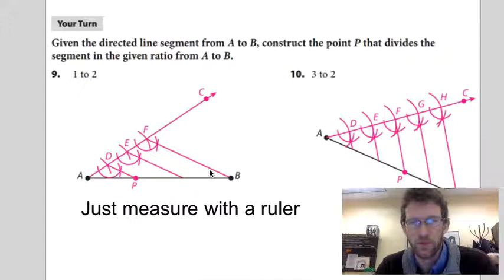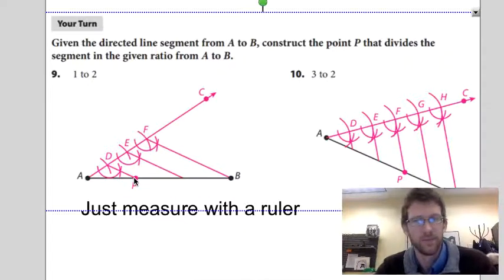So use a ruler. You simply measure the distance from A to B, and then you're going to divide that by 3, and then measure that distance again from point A to point B. Pretty doable. You guys can handle it. But don't use the compass method. Feel free to just use a ruler.